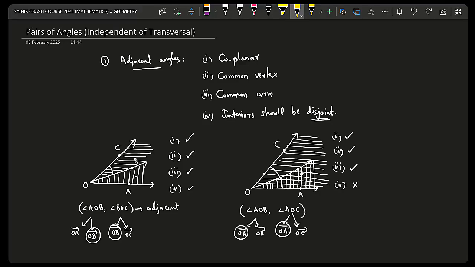Sir, what does transversal mean? Transversal, I'm going to tell you in the next topic, because in these pairs of angles there is no use of transversal. In the next topic, I'll start with that definition only.